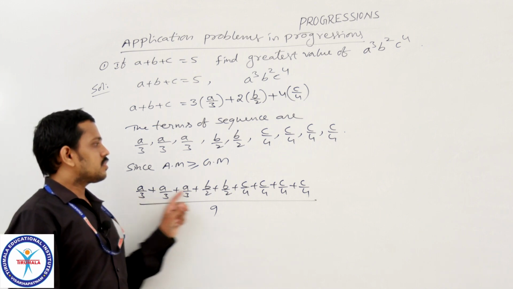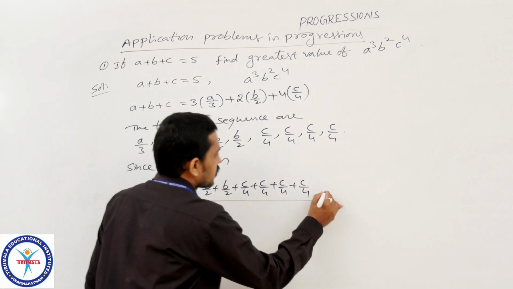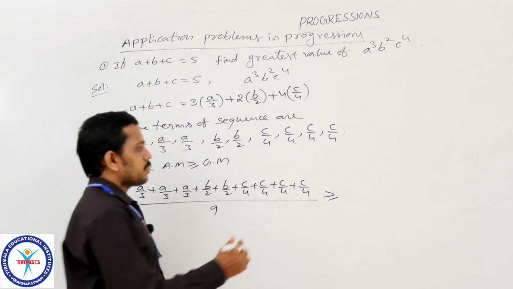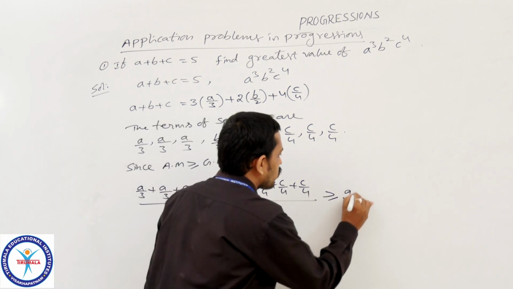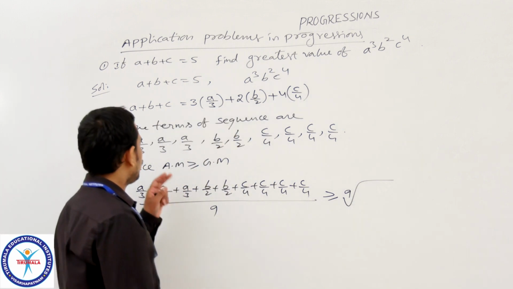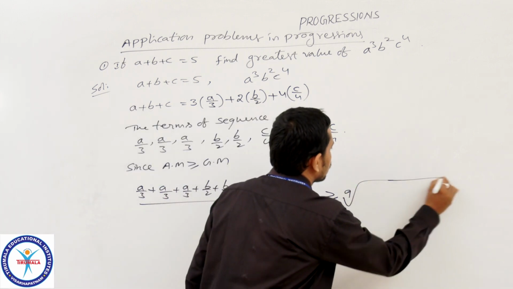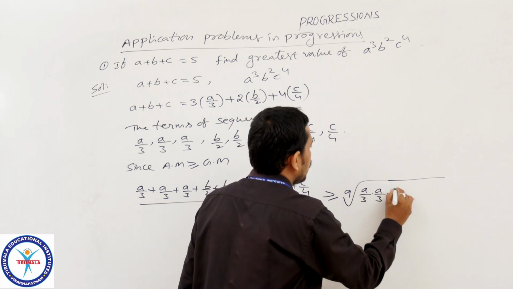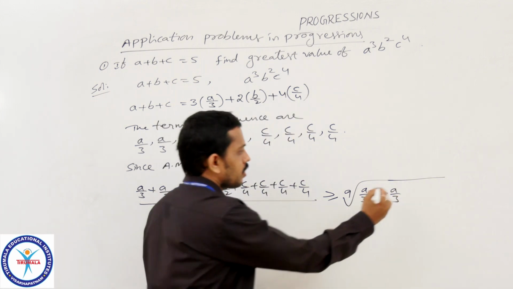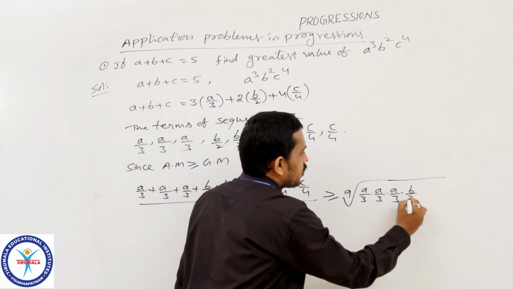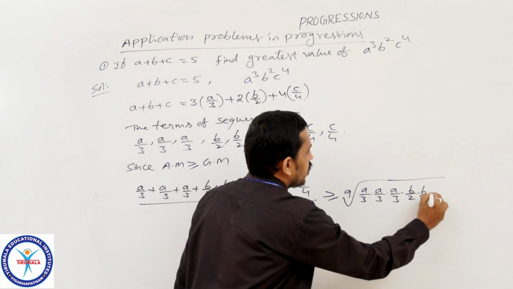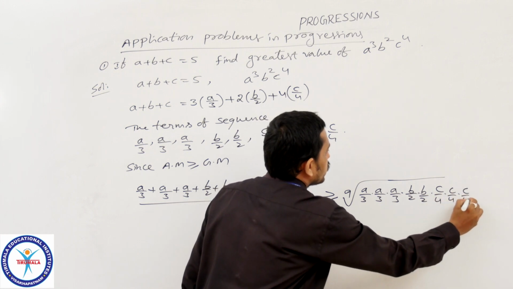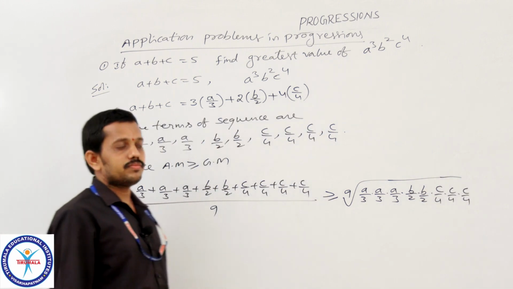So this is the sum of 9 terms is greater than or equal to the GM of 9 terms. It is nothing but the 9th root of the product of all the terms. Means what are the terms? a/3 into a/3 into a/3 into b/2 into b/2 into c/4 into c/4 into c/4.